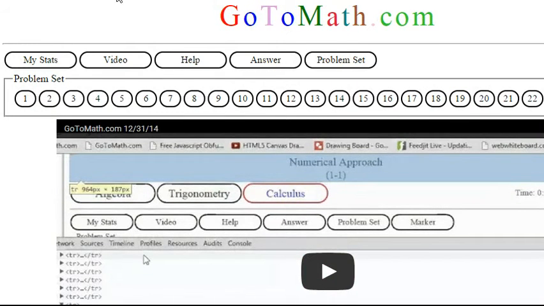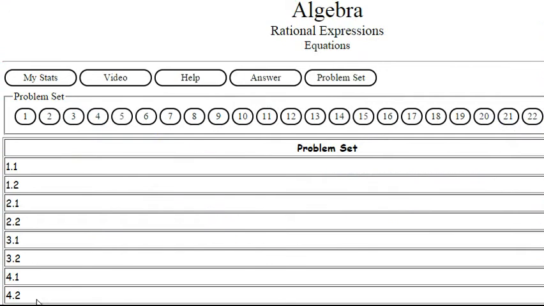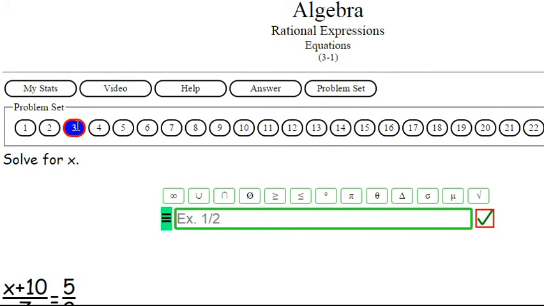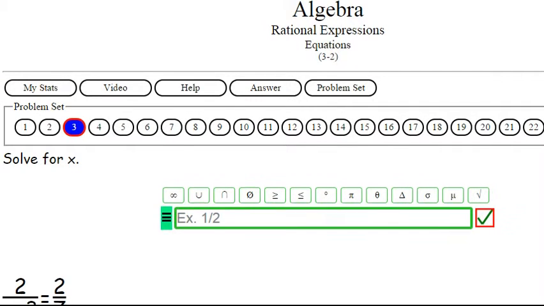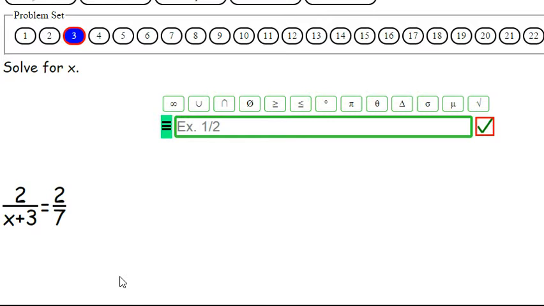We're over here, go to math.com, click on the algebra, let's go down to equations. We're looking at 3.2. That's what we're going to be looking at. So we've got 2 over x plus 3 is equal to 2 over 7.